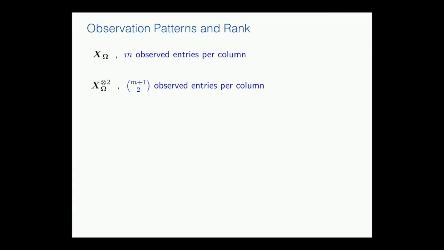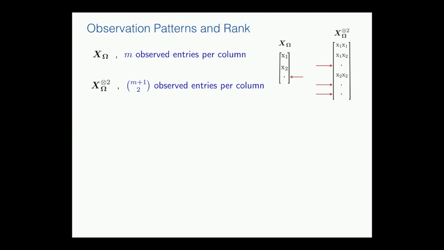Okay, so we have our original data matrix, the tensorized version. We also have the missing data versions of those. So in the missing data tensorized matrix, if I'm trying to form the product xi, xj, I can't form it if I don't have both of them. So I'll have a missing entry in the tensorized representation whenever xi or xj is missing. So if I have m observed entries per column in the original data matrix, I'll have m plus 1 choose 2 observed entries per column in the tensorized version. So this is just a picture of that.